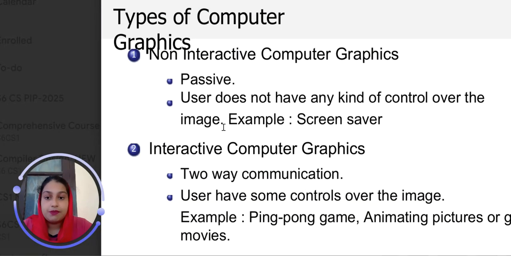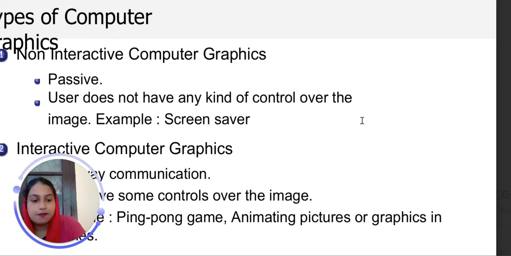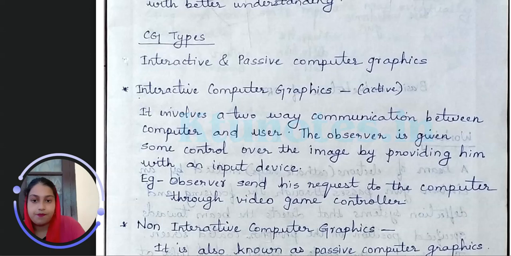Okay, we have the types of computer graphics. So we have two types of computer graphic: non-interactive computer graphic and interactive computer graphic. Non-interactive computer graphic, it is passive. That is, user will not have any control over the image. Example is a screensaver. Now, interactive computer graphics, it is a two-way communication. That is, the user will have some sort of control over the image, like ping pong game or animating pictures or graphics in movies.